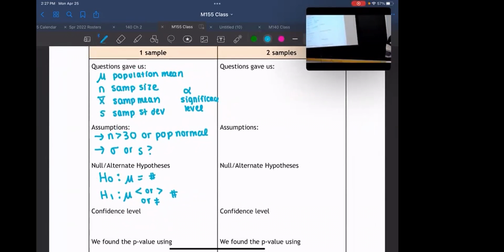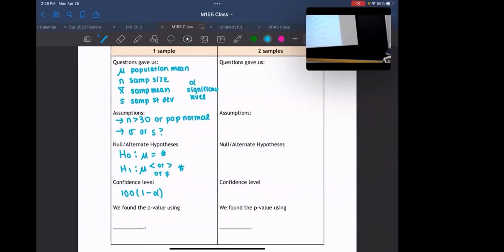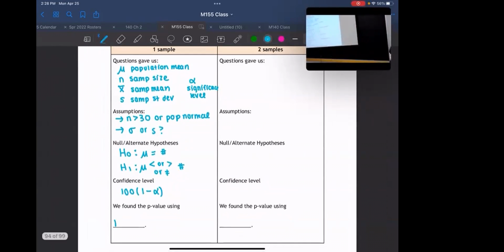Once we did that, we were asked to find the confidence level, which depended on alpha. Anyone remember the formula for that? I'll give you a hint, it had 100 in it. Good, it was 100 times 1 minus alpha. And we used that to plug in stuff into Minitab. Once we found that, we found the p-value using Minitab.